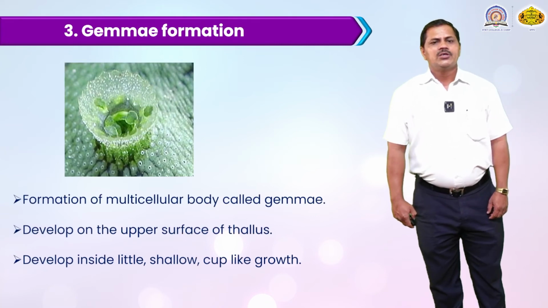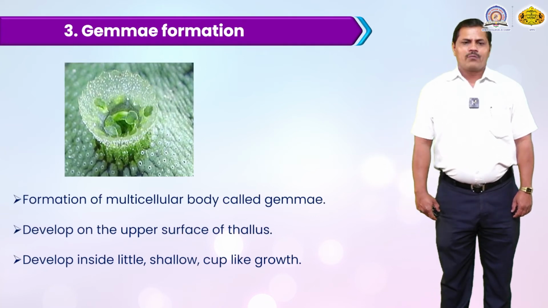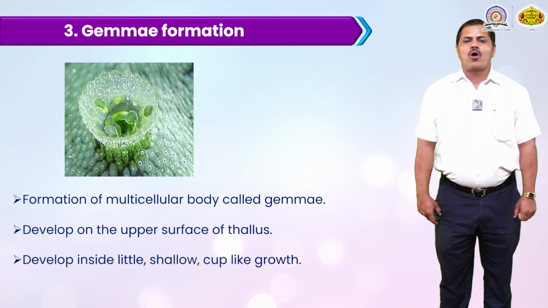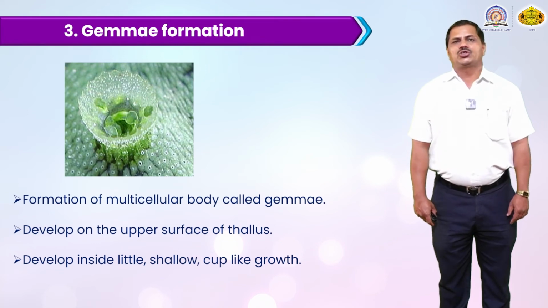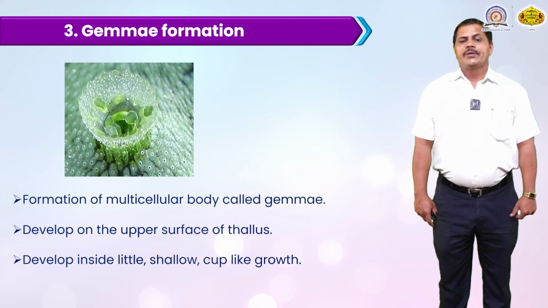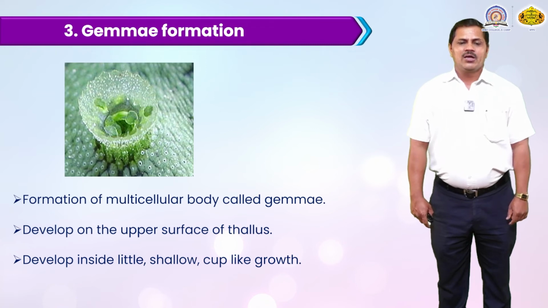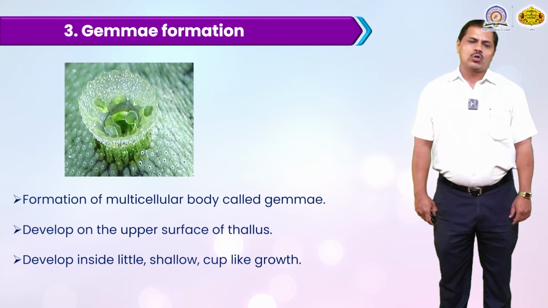Then the next one is the gemma formation. Formation of the multicellular body is called a gemma. This is a multicellular cup-like structure that develops on the upper surface of the thallus at the midrib position. They develop inside little shallow cup-like growths.